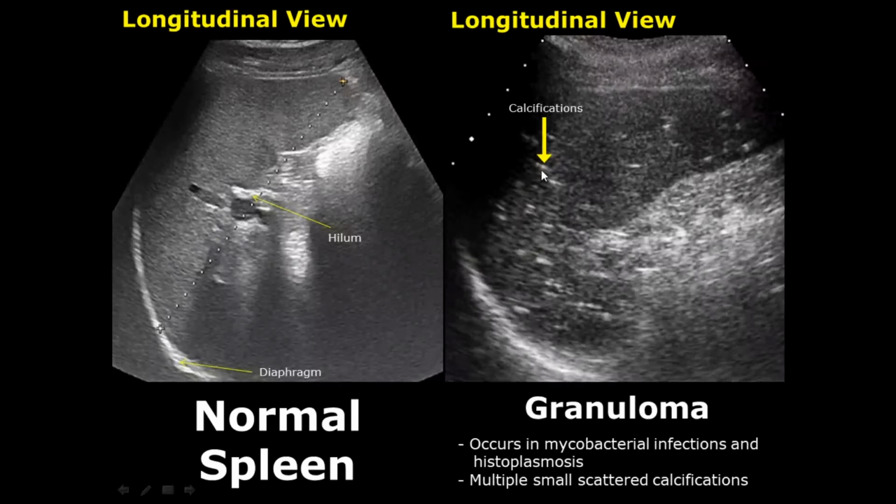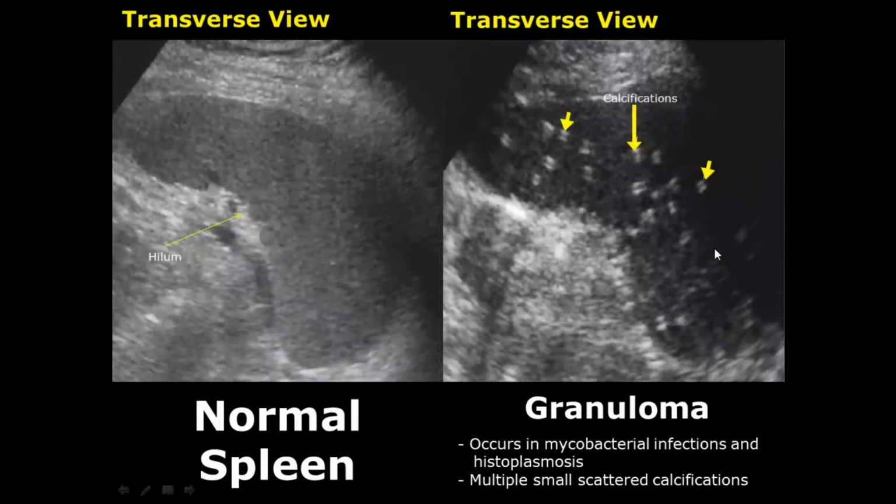Granuloma in a spleen can occur in the setting of mycobacterial infections and histoplasmosis. They appear as multiple hyperechoic calcifications scattered throughout the spleen. Another case of granulomatous infection of the spleen presenting as multiple calcifications throughout the spleen.